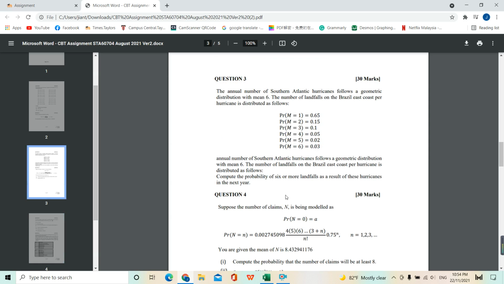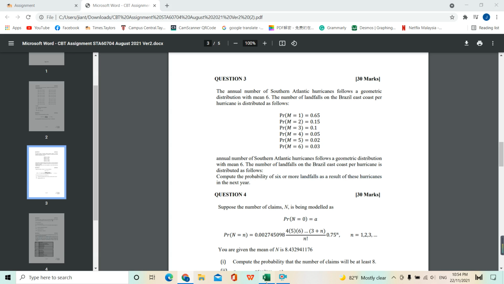For question 3, the number of southern Atlantic hurricanes follows a geometric distribution with mean equal to 6, and given a number of landfalls on the greatest east coast per hurricane. The question asks to find the probability of 6 or more landfalls as a result of these hurricanes in the next year.